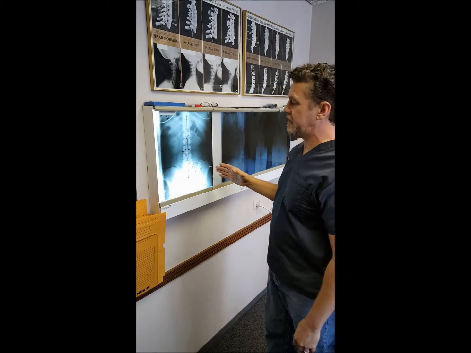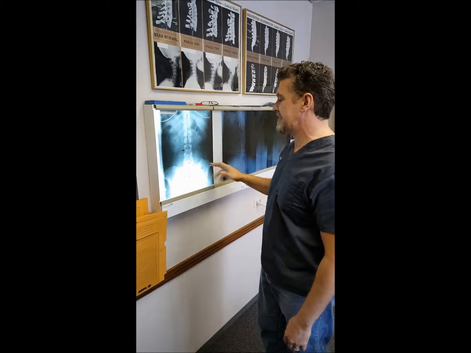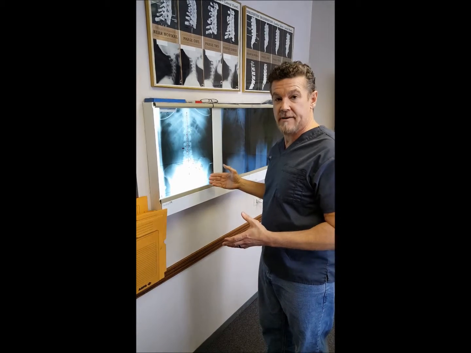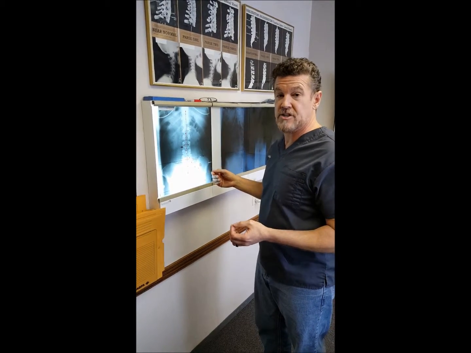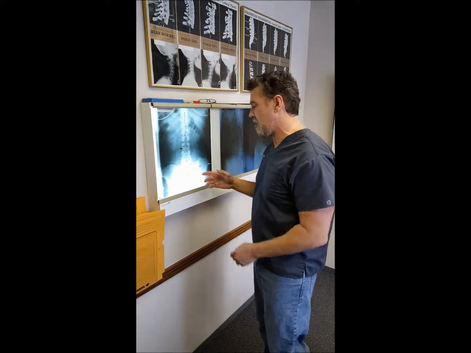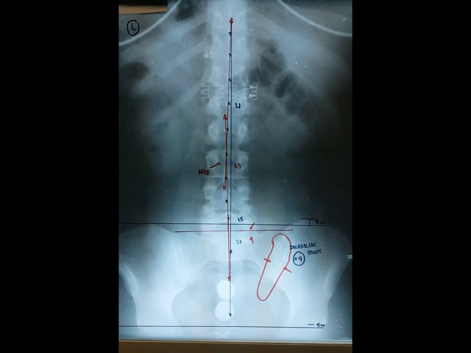When I look at this particular x-ray, what I want to see is that the iliac bones are the same height from side to side. Whenever there's a difference of greater than 5 millimeters, that's going to really increase the stress in the area, and that can cause inflammatory reaction at the sacroiliac joint. This is the patient's lumbosacral x-ray.